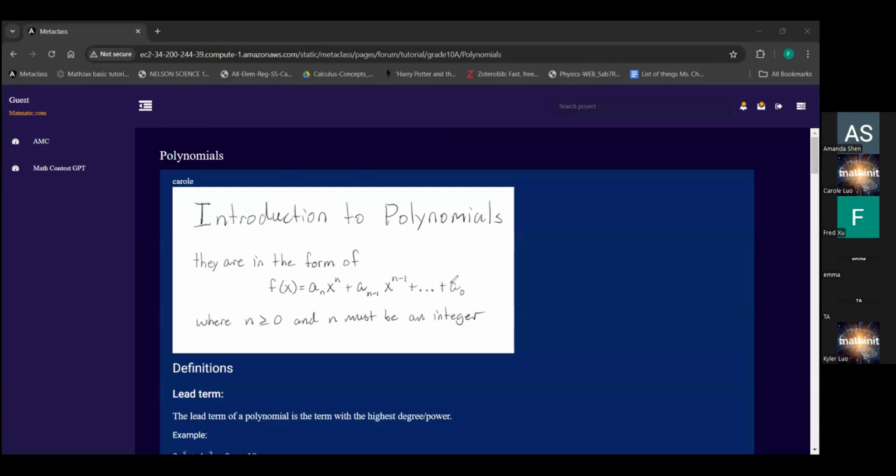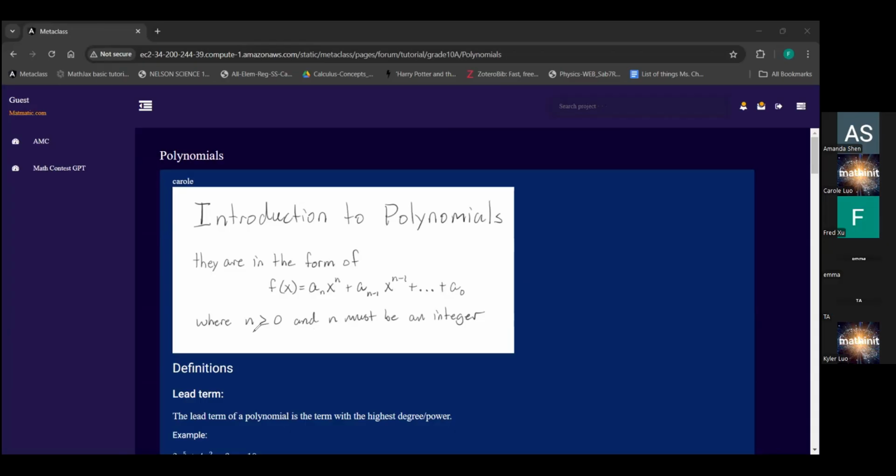So first off, what are polynomials? They are functions in this form right over here. F of x equal to a of n. The subscript n, you don't really have to care about that. It's mainly just this exponent over here. So a of n x to the power of n plus a of n minus 1 times x to the power of n minus 1, and so forth, all the way until a of 0. This being the last term. Where n must be greater than or equal to 0, and n must be an integer.